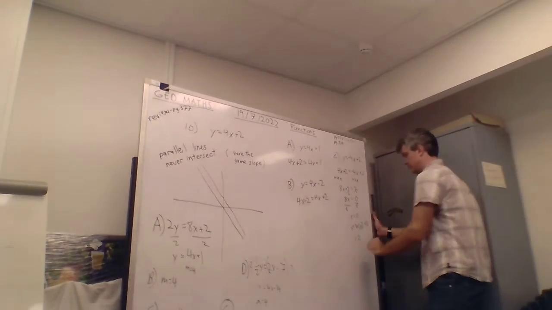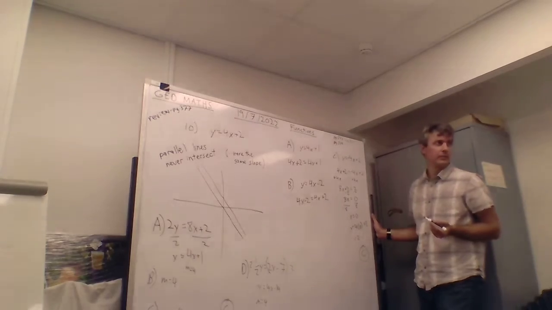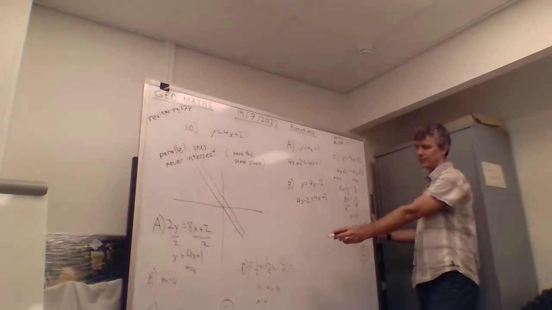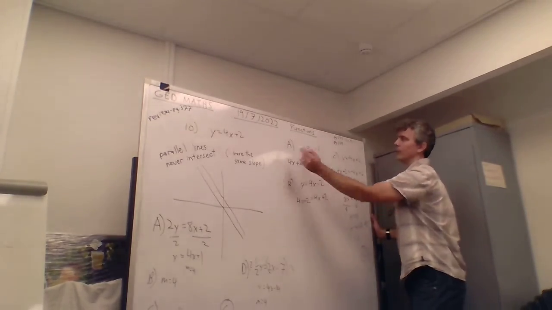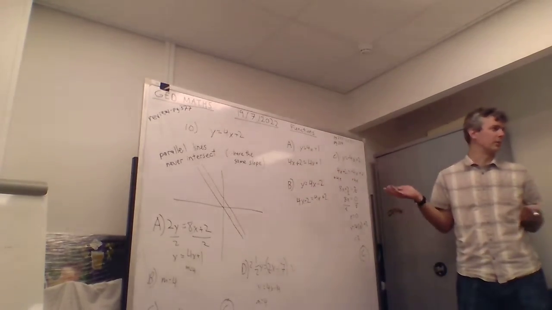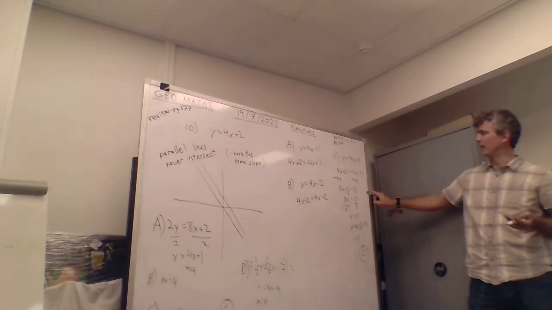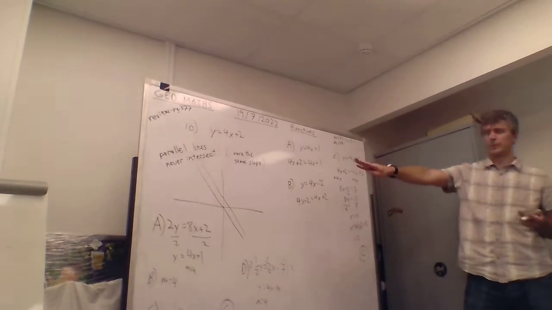So therefore C. But if you want, I can do D as well. It'll be the same. We'll basically get to this point where we have 4x plus 2 equals 4x minus 14. And 2 equals minus 14 also doesn't work. So this is the way you could do it without worrying about parallel lines.